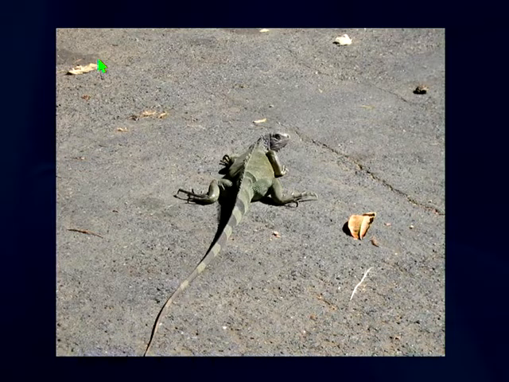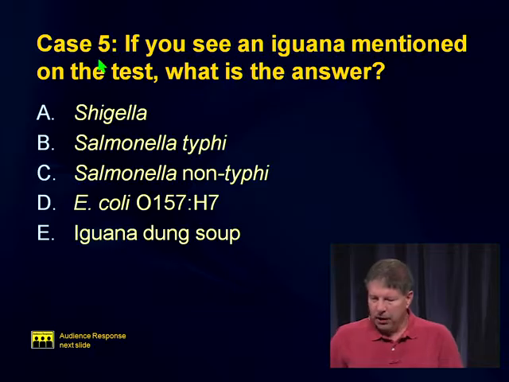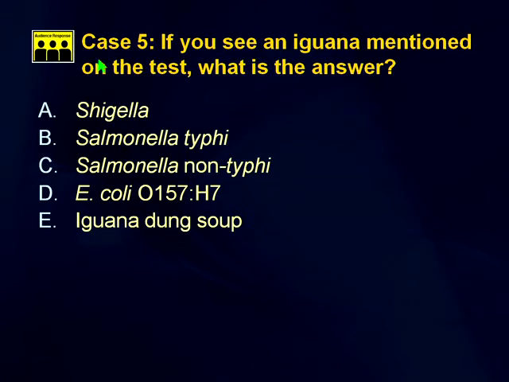Okay, so this little guy here, or girl, can't tell, is what? An iguana. So if you see an iguana mentioned on the test, what is your answer? Is it going to be Shigella, Salmonella typhi, Salmonella non-typhi, E. coli O157:H7, or iguana dung soup? So what do y'all think?